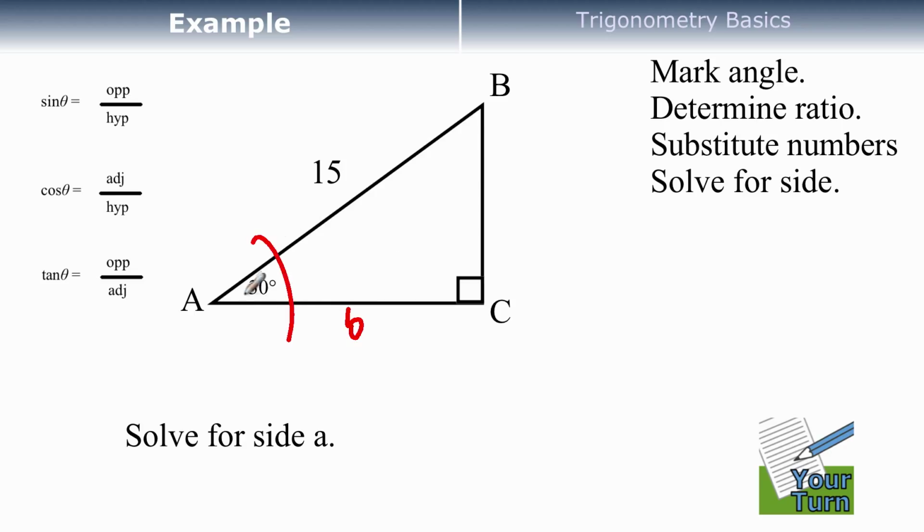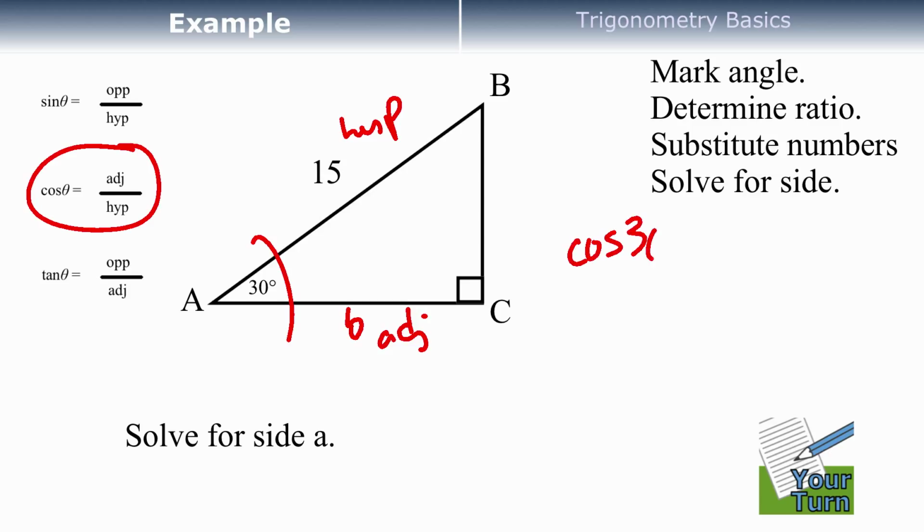Okay, angle in question, that's the opposite side. This must be the adjacent side, and that's your hypotenuse. So again, we're going with cosine. So cosine of 30 degrees is equal to the adjacent side, which I don't know, we're calling it B, divided by the hypotenuse, which is 15.